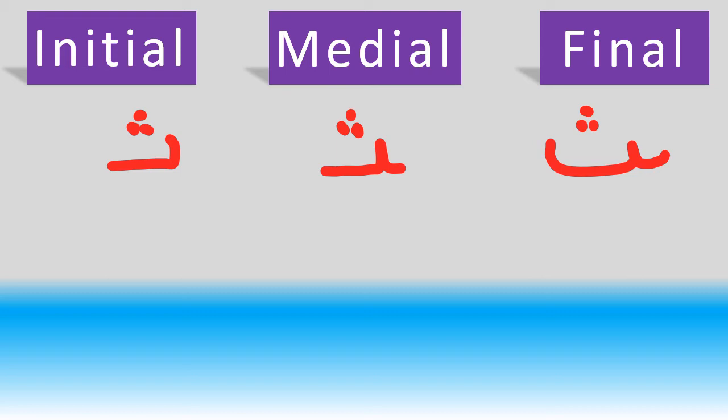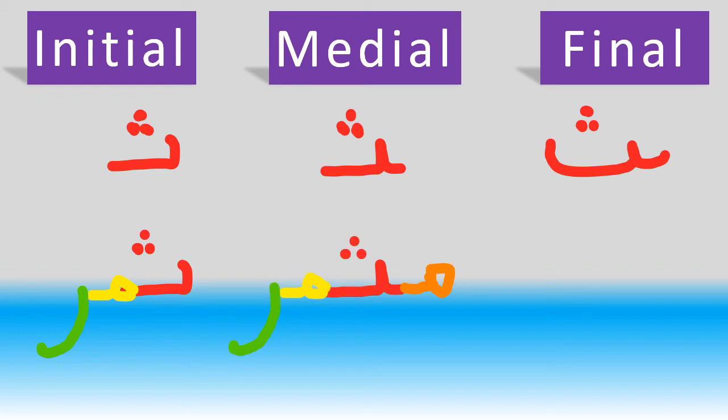So let's see an example about the thaa in the initial position. This is the word thamar, thaa, mim, ra, thamar. Now, an example about thaa in the medial position. Muthmir, mim, thaa, mim again, and ra. Muthmir, it means fruitful. The thaa in the final position, here is the word hatha, okay?